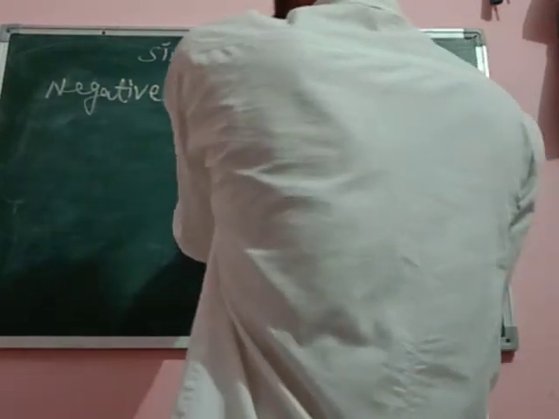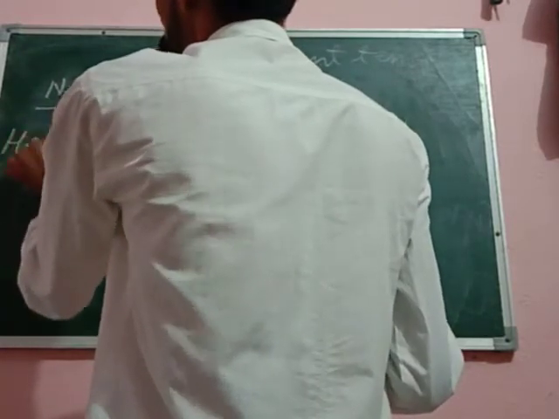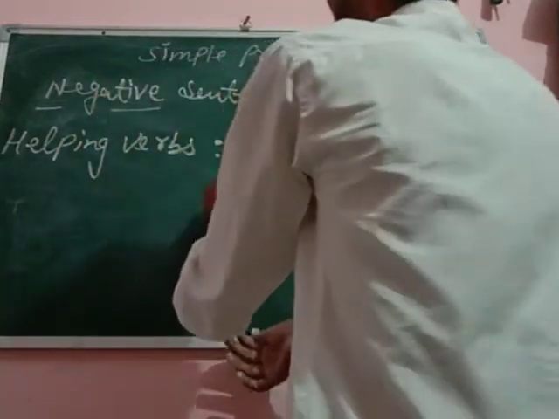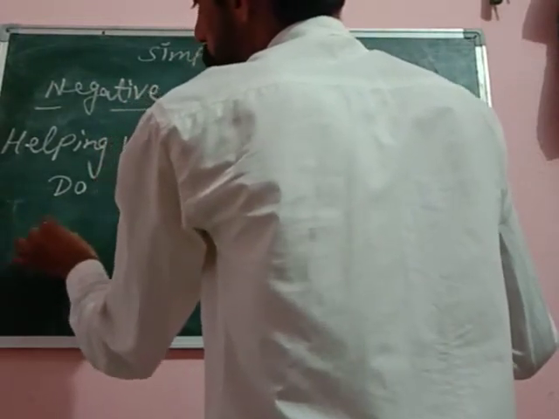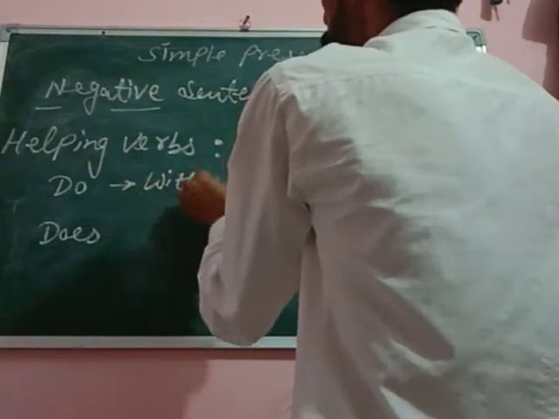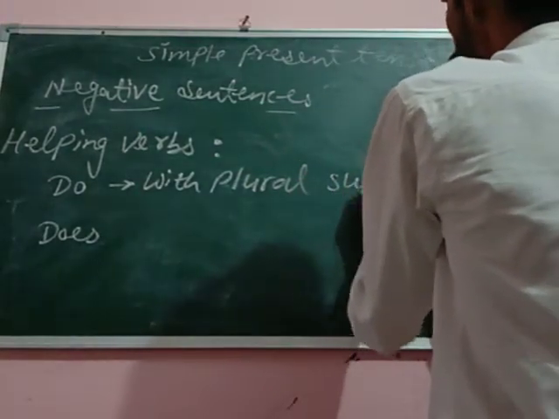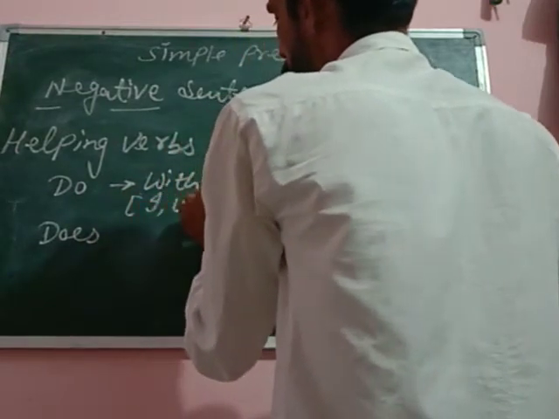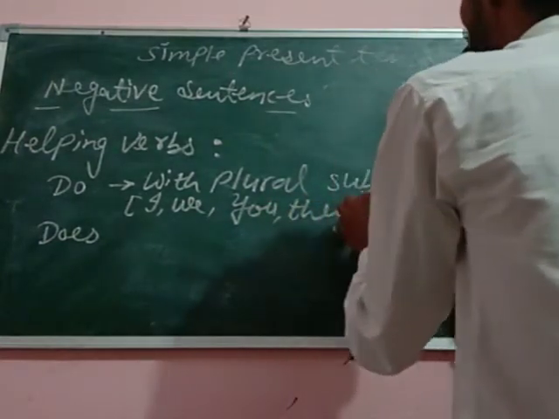Negative sentences. In negative sentences we use two helping verbs. The first helping verb is do and the second helping verb is does. Do is used with plural subjects. In plural subjects we include I, we, you, they and plural nouns.